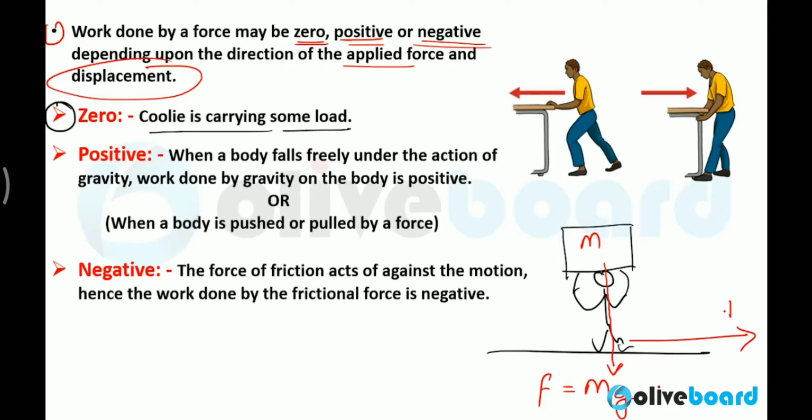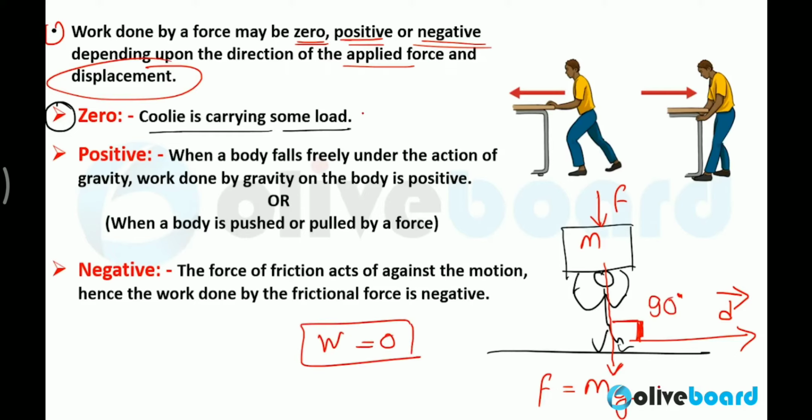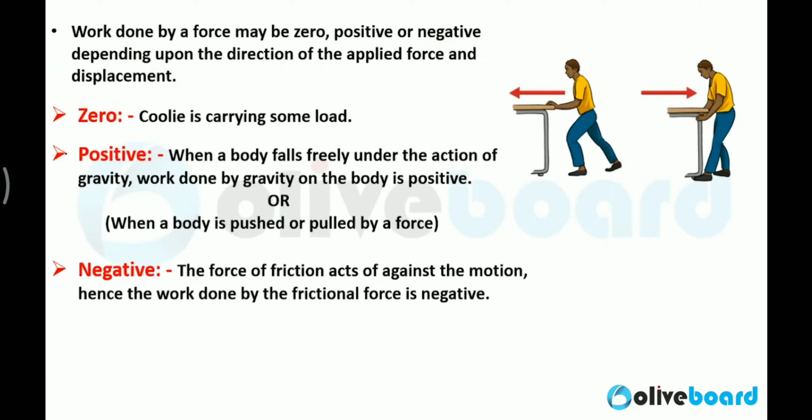Now the coolie is moving in the forward direction. So what is the displacement of the coolie? This is the displacement. And what is the direction of force suffered by the coolie? This is the direction of force, that is perpendicular. So what is the angle between force and displacement? 90 degrees. So the work done will be zero. So a coolie carrying some load is the example of zero work done. It is understood now? Very nice.